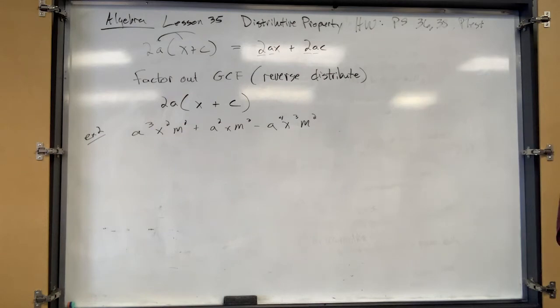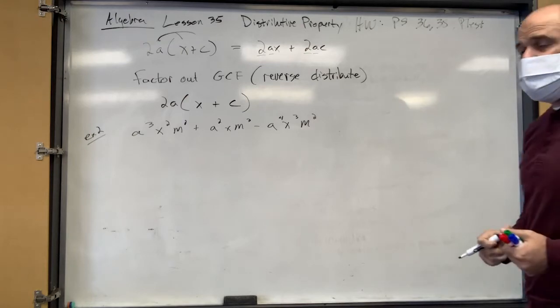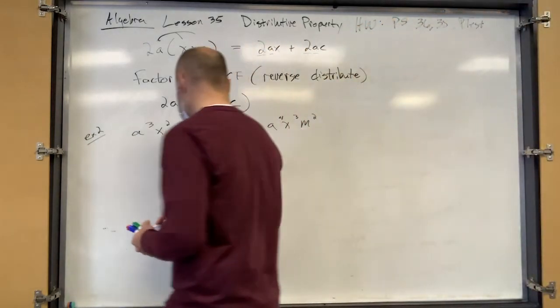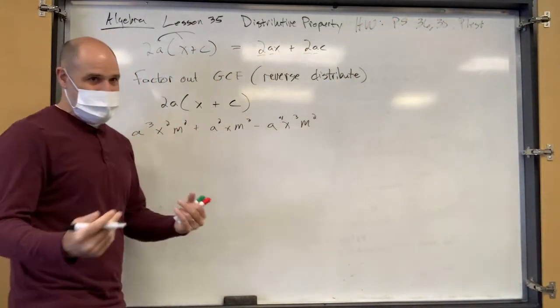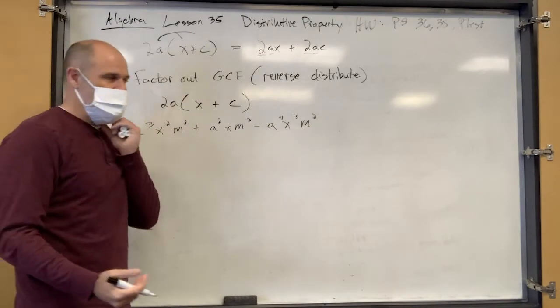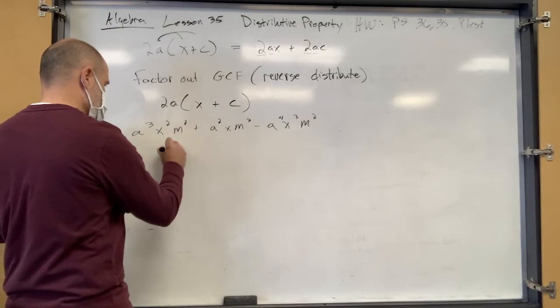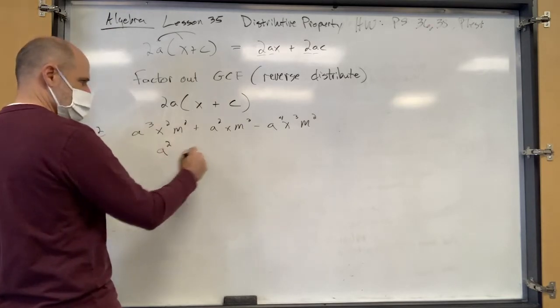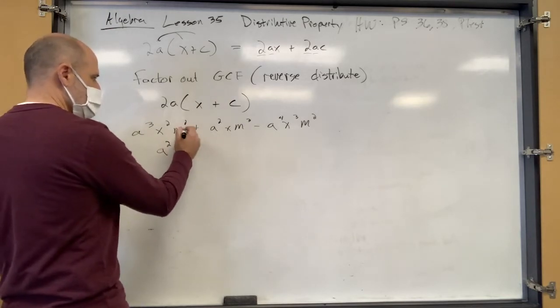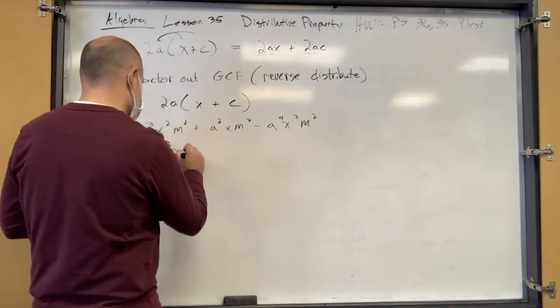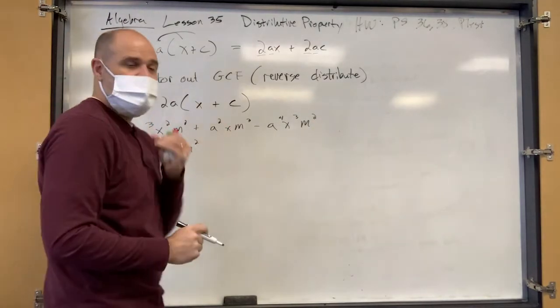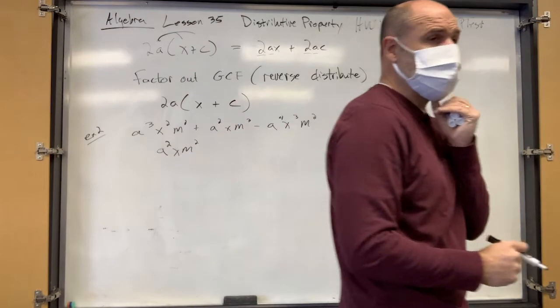So when you're looking for literal factors, the letters, then you look for the smallest exponent. Okay? They all have A's, X's, and M's. So you're just looking for the smallest exponent of each. The smallest exponent of A is A squared. Smallest of X's is just an X. Smallest of M's, 2, 3, 2 is 2. Okay, so now you start shopping.